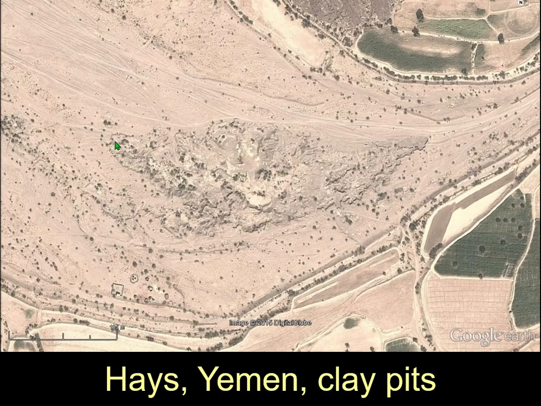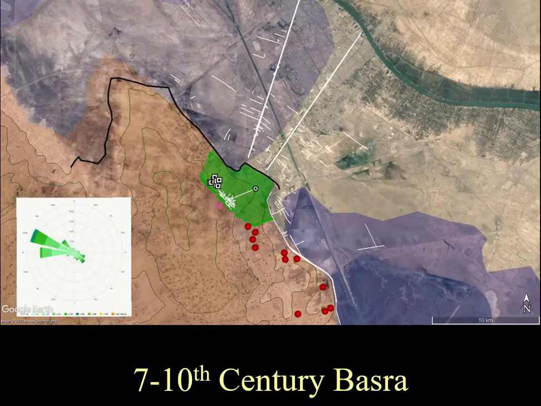This is a less old clay pit from the town of Hais in Yemen, where I've actually been, because they're still making pottery from this area now. They didn't make pottery here 1,000 years ago. They were making pottery here, I think, from the 13th century onwards, and they're still using it to extract clay now. So this is what a hole for pottery looks like. So it's a hypothesis that these pits are for this reason.